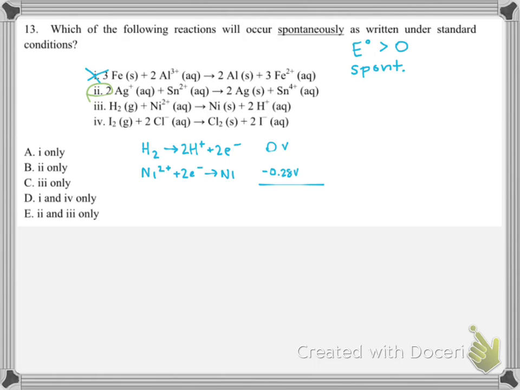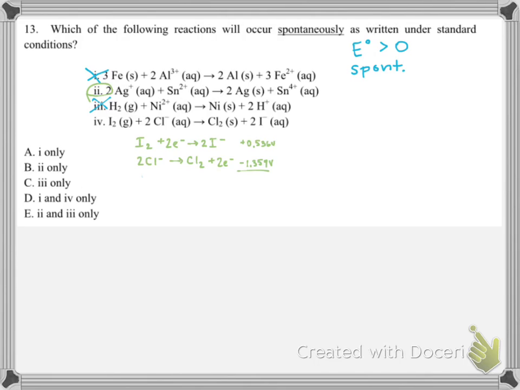Looking at the half reactions for the third set, we get the potentials from the table, and we see hydrogen 0, which makes sense because everything's centered around that being 0. And then we get the nickel value. And so you can see that the cell potential is going to be negative 0.28 volts. So this one is also not spontaneous.